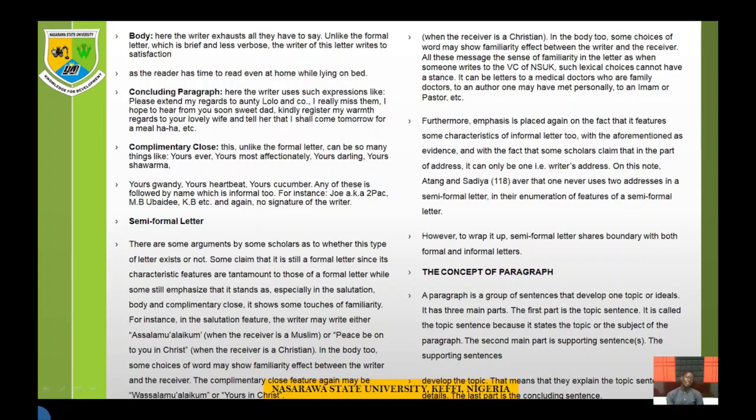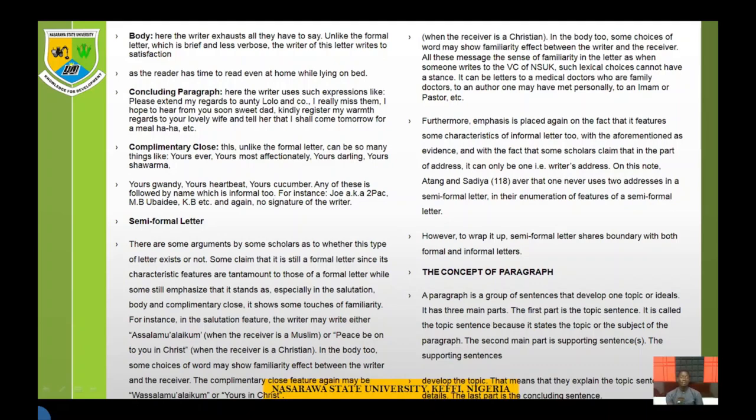Here the writer uses such expressions like, please extend my regards to Auntie Lolo and co. I really miss them. I hope to hear from you soon, sweet dad. Kindly register my warm regards to your lovely wife, and the rest. You can use whatever you want to use. No rule guides it. The next one is complimentary clause.